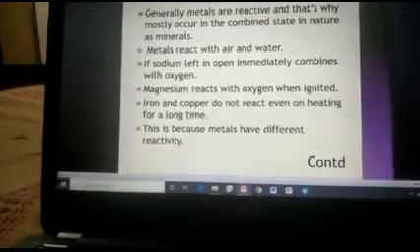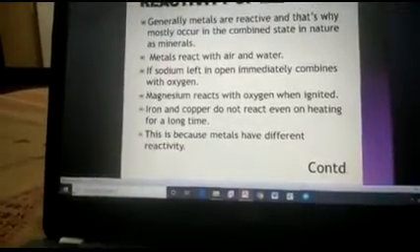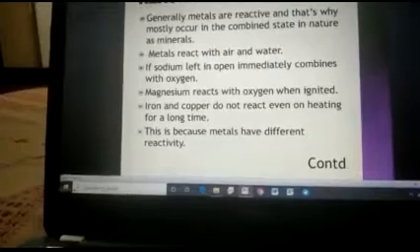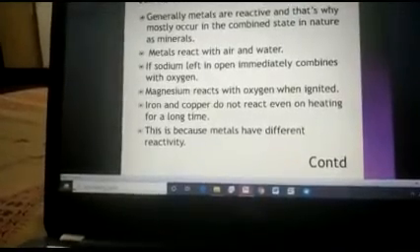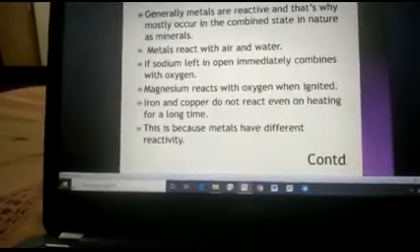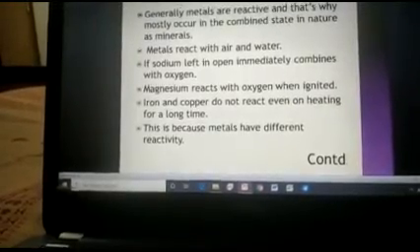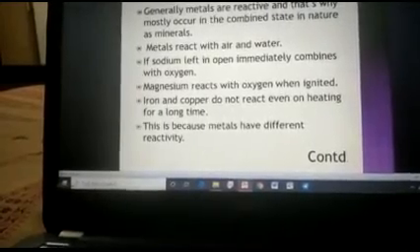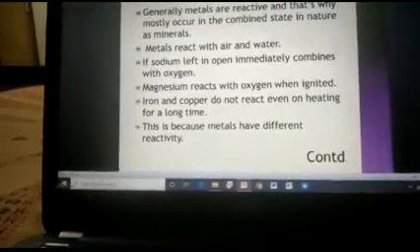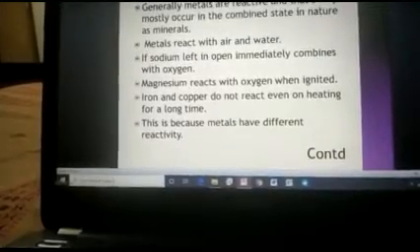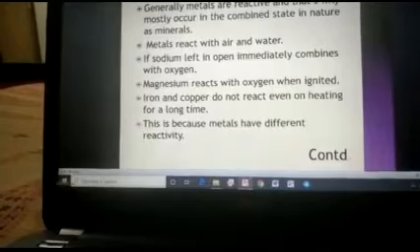Now, metals react with air and water. Yes, students, metals are reactive with air and water. You have already studied the corrosion of iron in the previous class, in which you studied that iron reacts with water and air in the presence of moisture. It means iron was reacting with air and water. But that process is not an instant process.